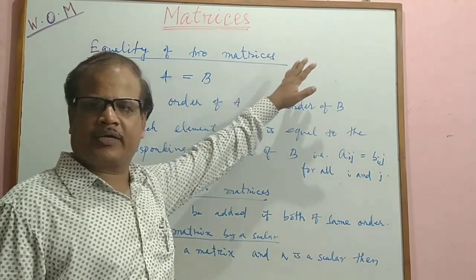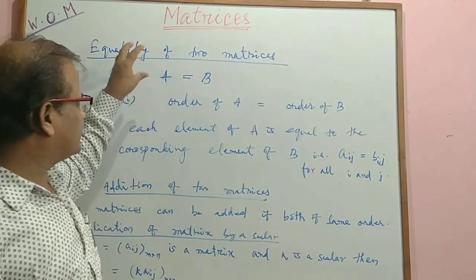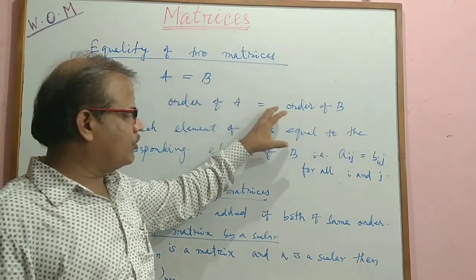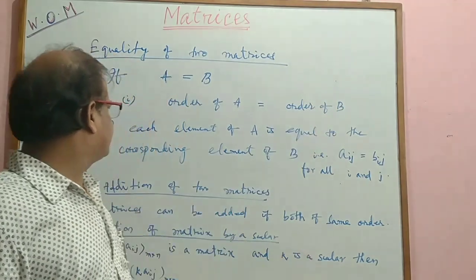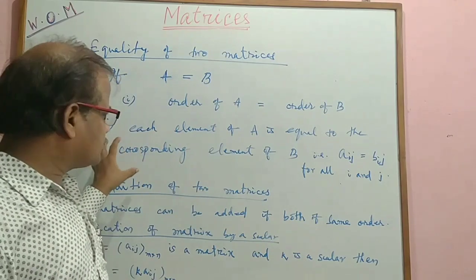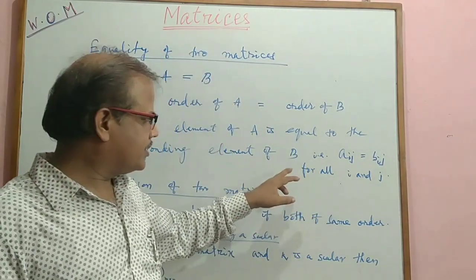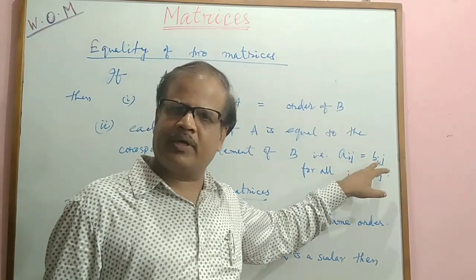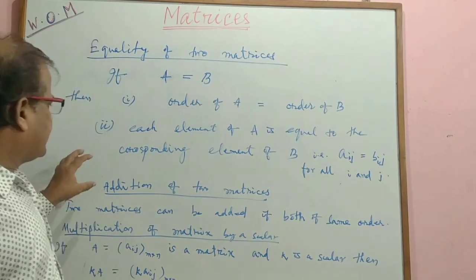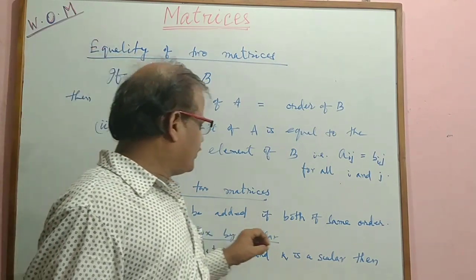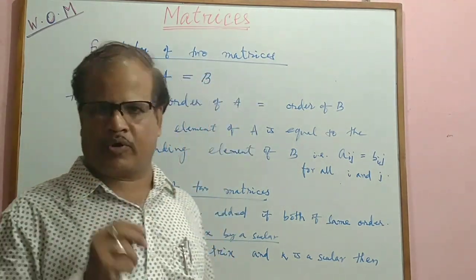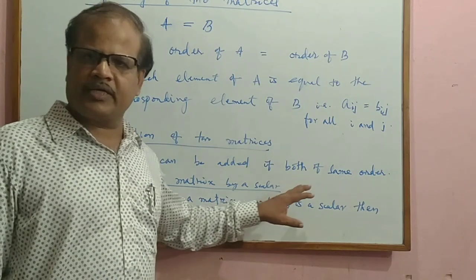Equality of two matrices. If matrix A is equal to matrix B, then the order of A must be the order of B, and each element of A is equal to the corresponding element of B. That is, Aij is equal to Bij for all i and j. Addition of two matrices. Two matrices can be added if both are of the same order.